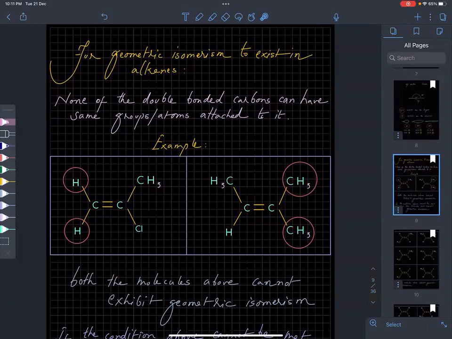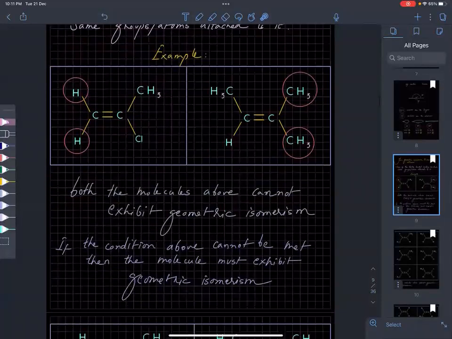That means none of the double bonded carbons can have the same groups attached if it should show geometric isomerism. For example, if you look at this molecule, this carbon has two same groups attached. This carbon has two different groups. But because one carbon has two same groups attached, this does not show geometrical isomerism. Correct?